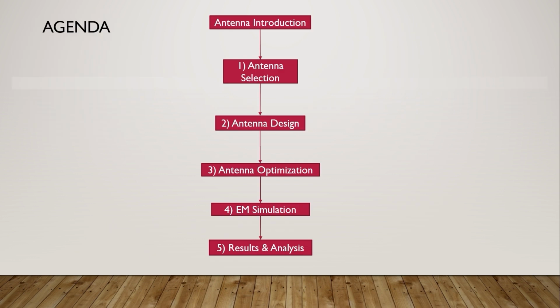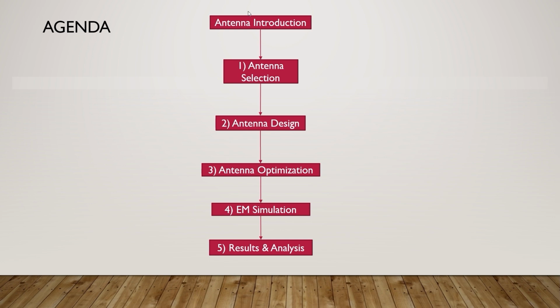The flowchart above shows the antenna design steps. We will start our tutorial by giving an introduction to the antenna. The first step of designing an antenna is antenna selection. The next step is to design the selected antenna. The third step is to optimize the antenna, followed by antenna EM simulation. Finally, the results of the antenna will be analyzed.